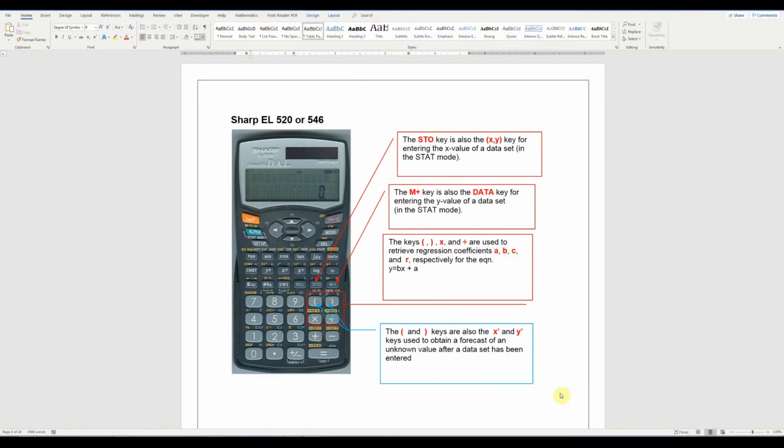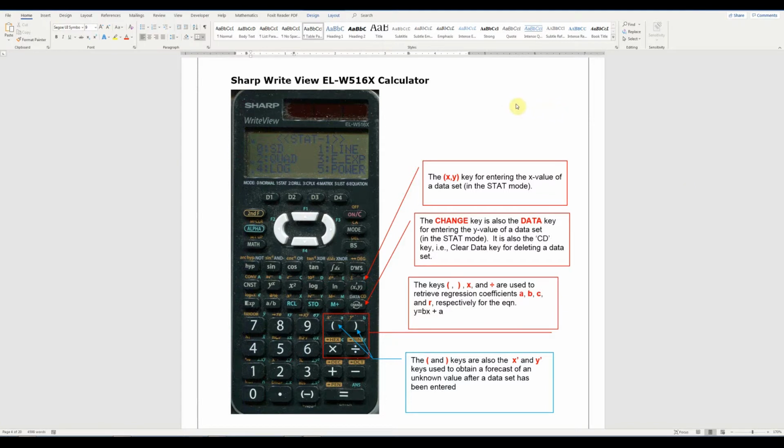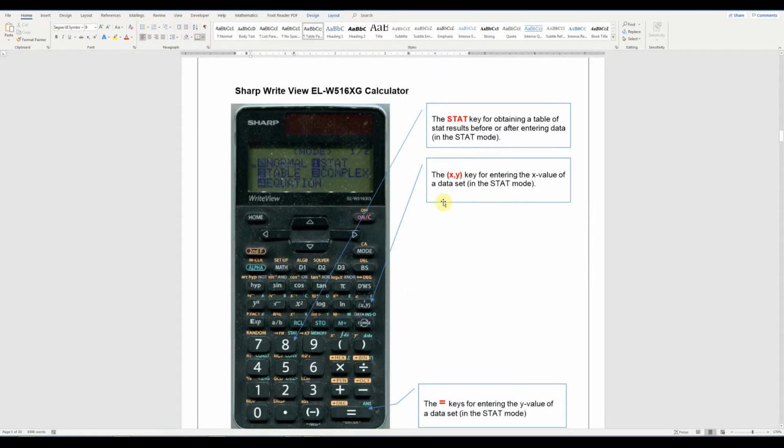On page 532 in your course notes, I have an image of the Sharp EL520 and or 546 showing you the important keys necessary to do stats and regression analysis on this calculator. On page 233, I have the same information, this time for the Sharp Right View EL516X calculator. On page 234 I have the image and important stats keys for the Sharp Right View 516 XG calculator, which is the one I'll be demonstrating today. This is the newest and certainly the easiest of the bunch to use.